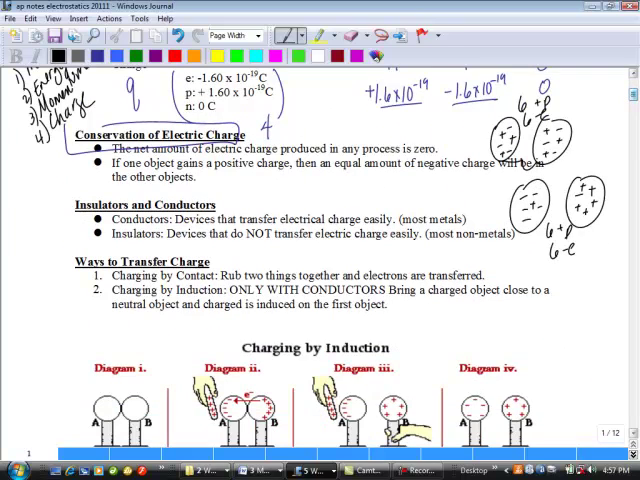We're going to talk about conductors and insulators. A conductor is a device that transfers charge easily. Most metals are conductors. The reason that they are good conductors is because they have lots of free electrons, and those free electrons make it easy for us to transfer that charge. An insulator does not transfer electric charge easily. Examples of that are plastic, glass, and rubber. All of our plastics are good insulators.